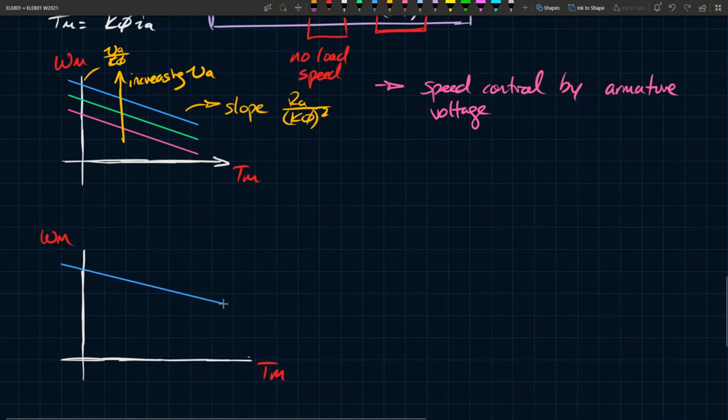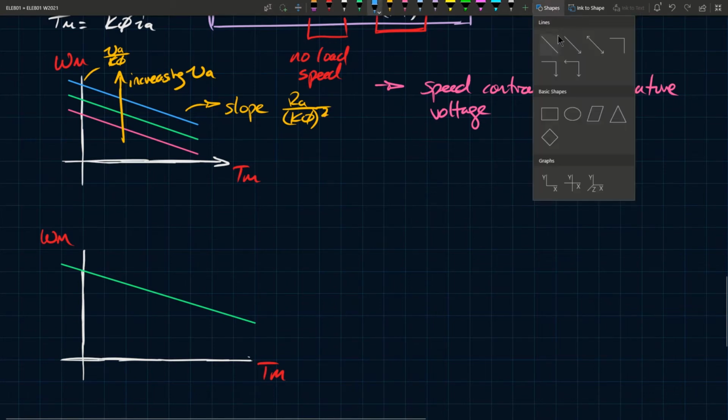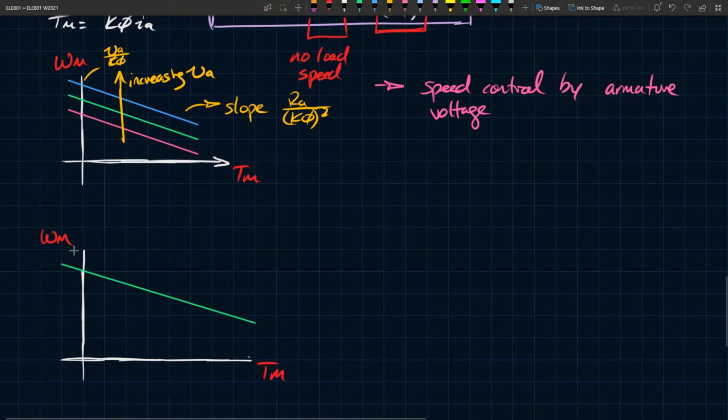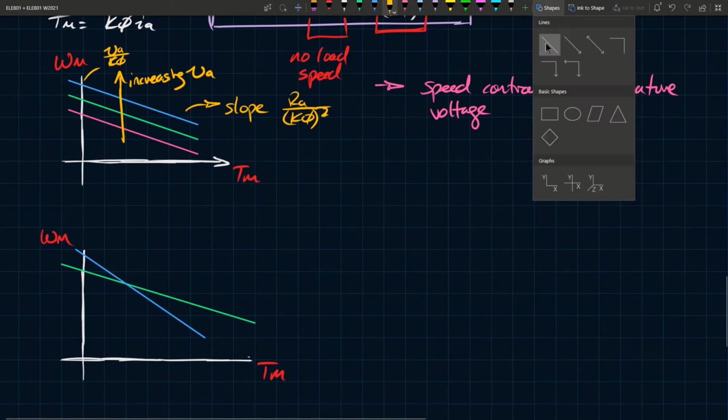So let's say you have one that looks something like this here. Then you have another line here, and let's say this one does something like this. And then let's say you have another line. Let's make this one yellow.